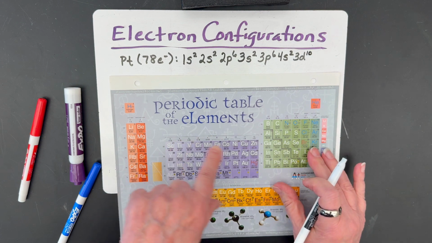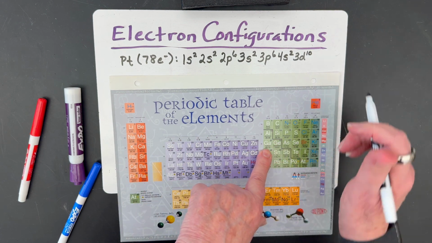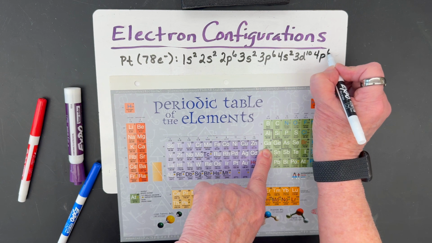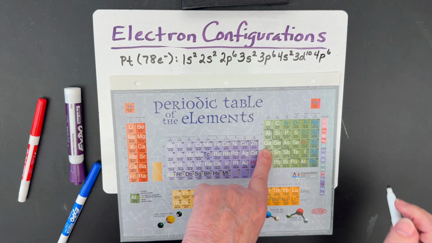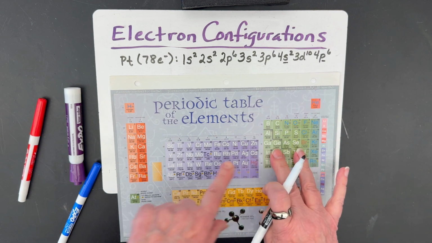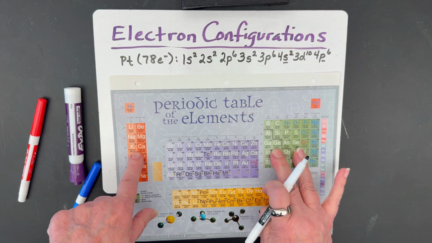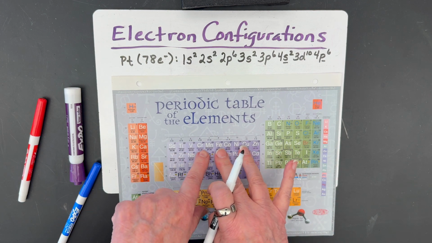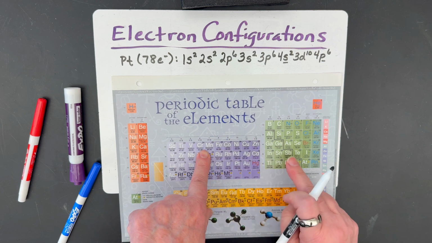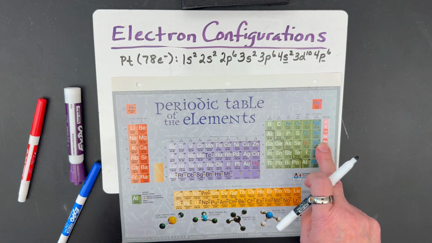Then we get to this green part right here. We're on row 4. We're in a P block, and we're going to fill it up. Notice the S and the P are the same as the row you're on. The D is 1 less, so the D is 3D instead of 4D. So we reach the edge of our fourth row.